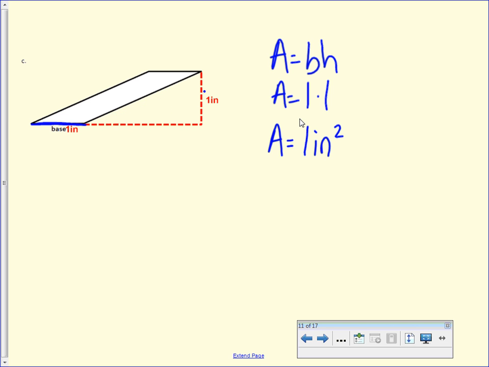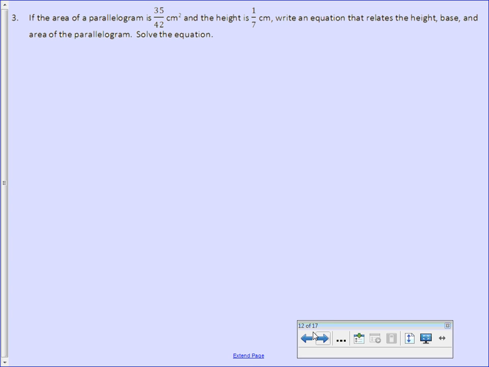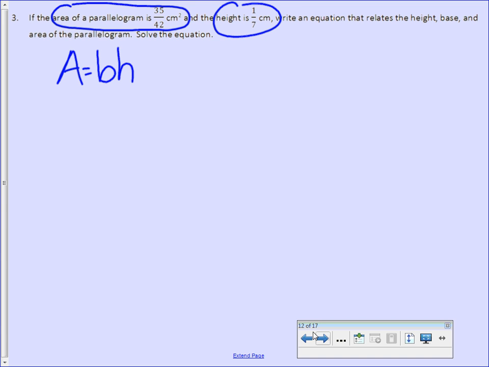Let's take a look at the last one. This is something we saw over and over with volume. On a lot of the cumulative reviews, you can put everything away. Let's take a look at this. If the area is 35 over 42 centimeters squared, and the height is 1/7 centimeter, write an equation that relates the height, base, and area of the parallelogram. Then solve the equation. So we know we're always going to start by writing the formula.